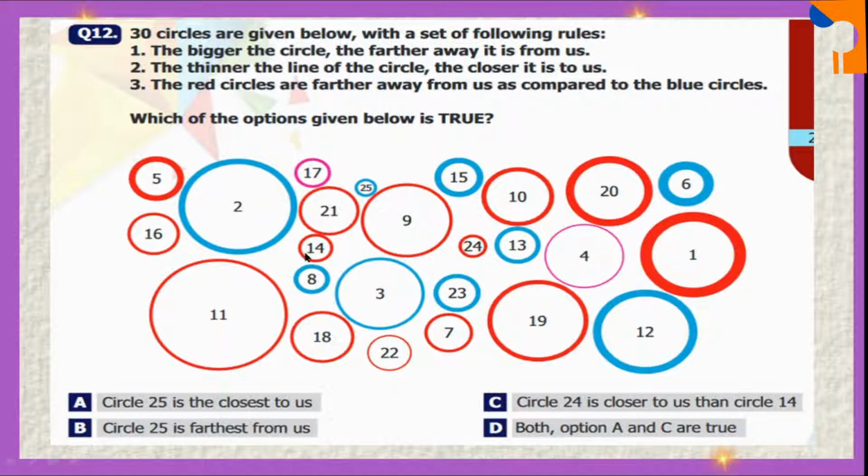24 is smaller than 14. So they have clearly told us the bigger the circle, the farther away it is from us. So 14 is farther away from us as compared to 24. So option C is also correct. Option D is both option A and C are true. So this is our answer.